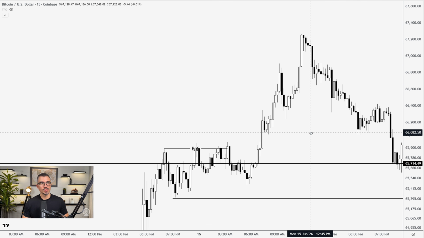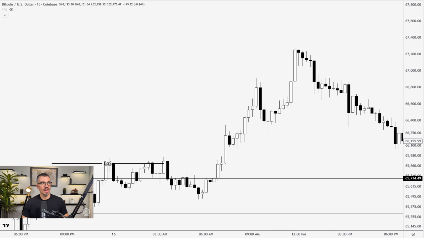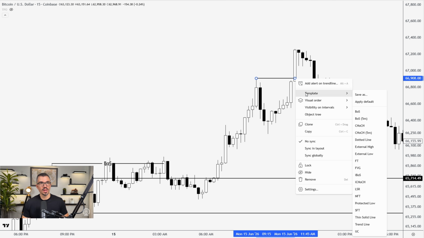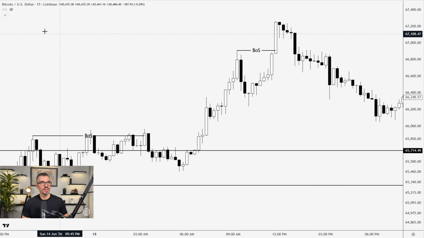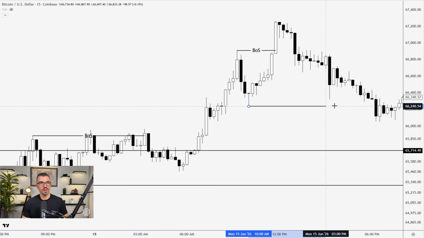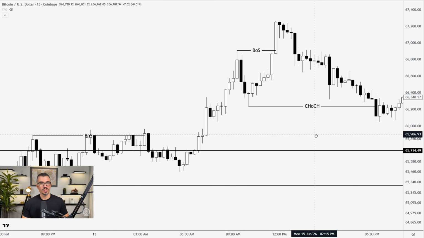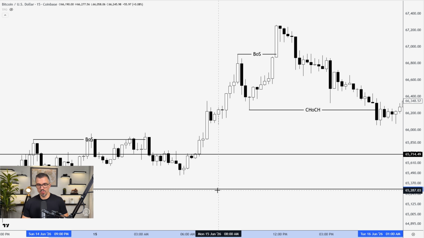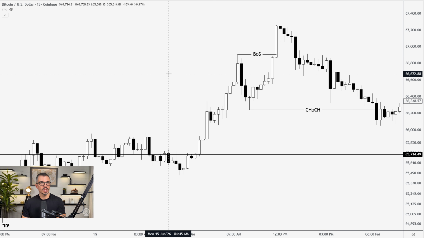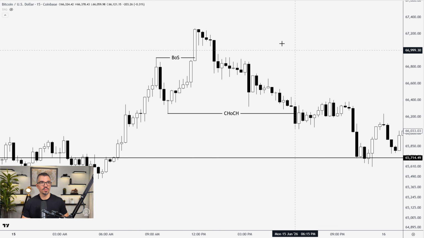Okay, so let's walk this up now. What do we have here? We have a really nice, pretty deep pullback here. Pretty aggressive pullback on this run up. So this is perfect because we can say, okay, this is our high up here where we had the BOS, and in which case we know that this low down here is the protected low. And if we move this over, you can see where we did close below. So that right there is our change of character. So we can get rid of this over here because we now have this shift in momentum.